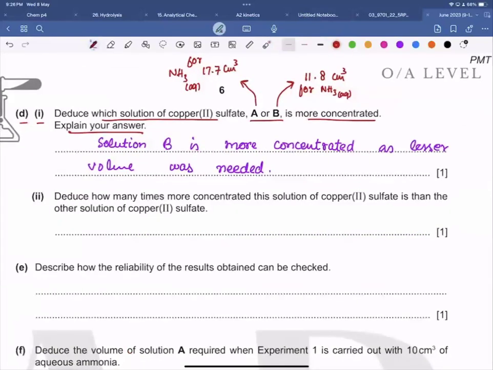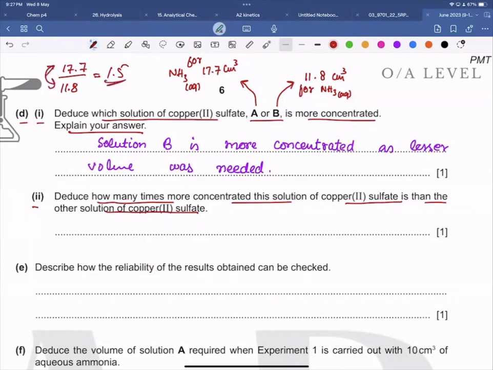Now, part 2. Deduce how many times more concentrated this solution of copper 2 sulfate is than the other solution of copper 2 sulfate. Okay, so you just take the ratio, and you will identify by which factor they are changing. Concentration and volume are inversely proportional. So just check the ratio, 17.7 over 11.8. We have to identify how much more it is concentrated, so it's about how many times. That's why we divide, to get the factor by which their volumes are changing. So it means that B is concentrated 1.5 times more than solution A.